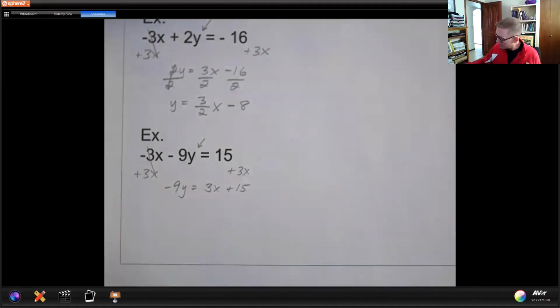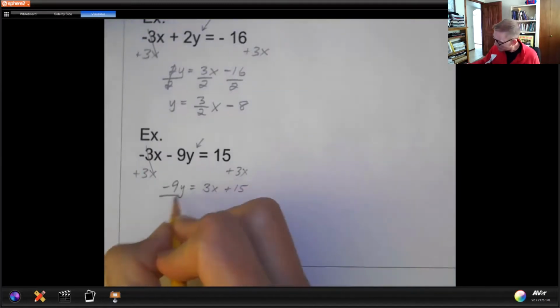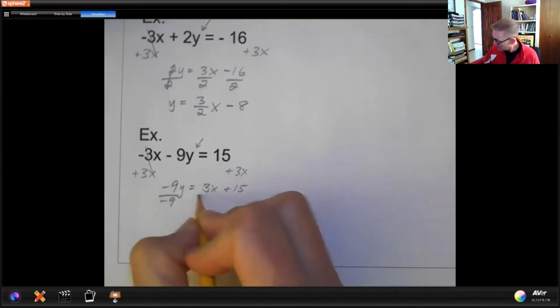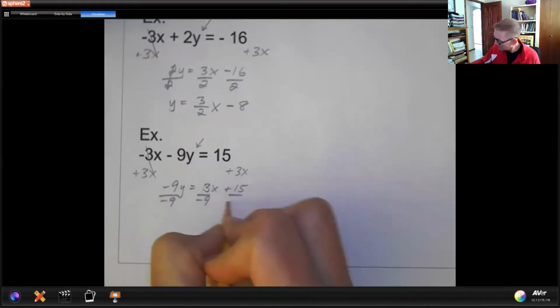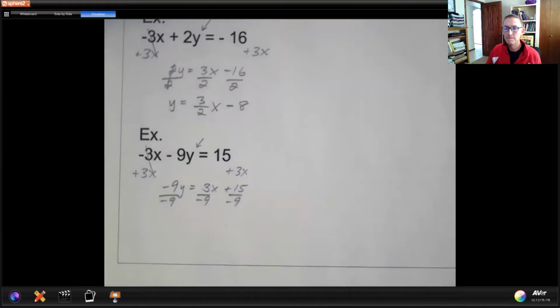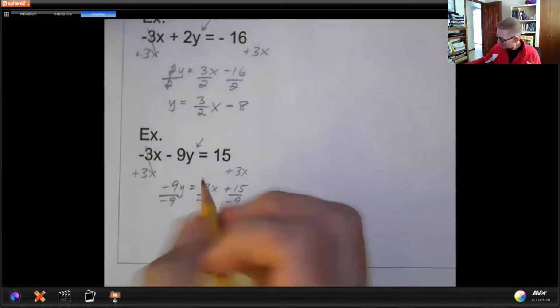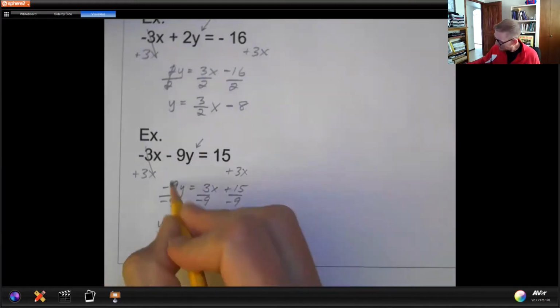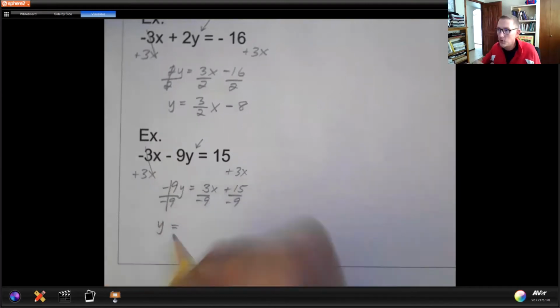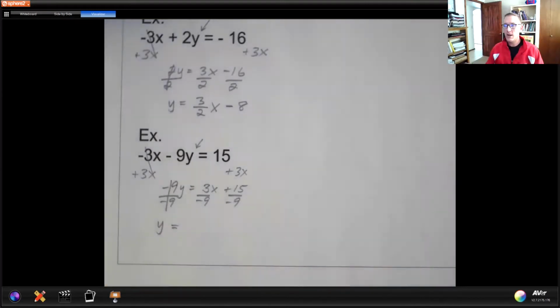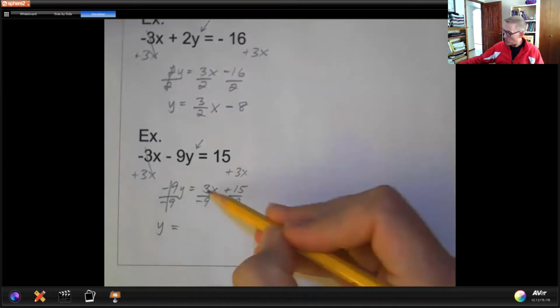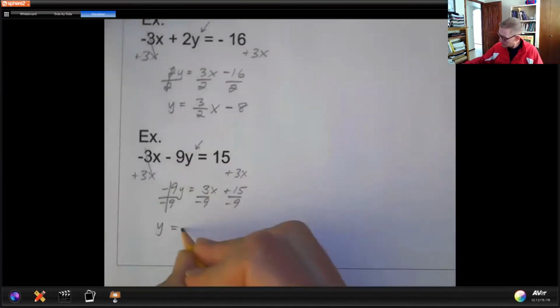I need to now divide by the number touching y. So I'm going to divide by negative 9, and I'm going to divide everything by negative 9. Now this is the key. The negative 9s cancel out, and we get the y alone. Now for this first fraction has one negative in it, so it's going to be a negative.